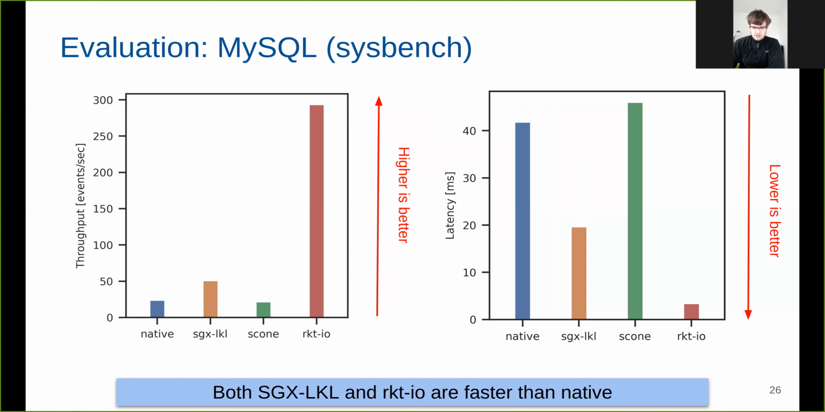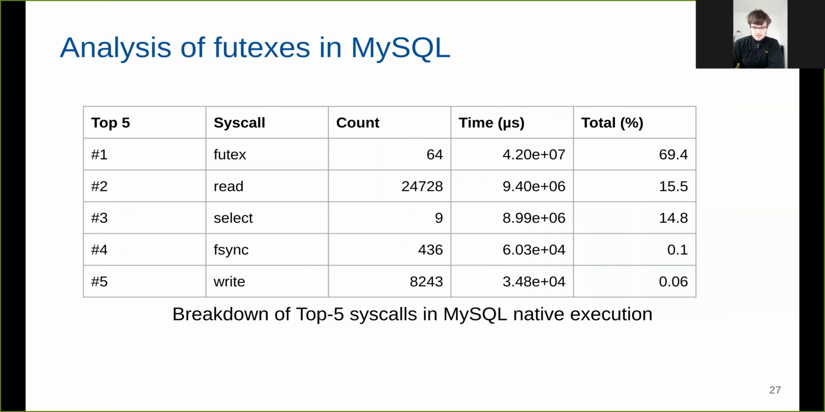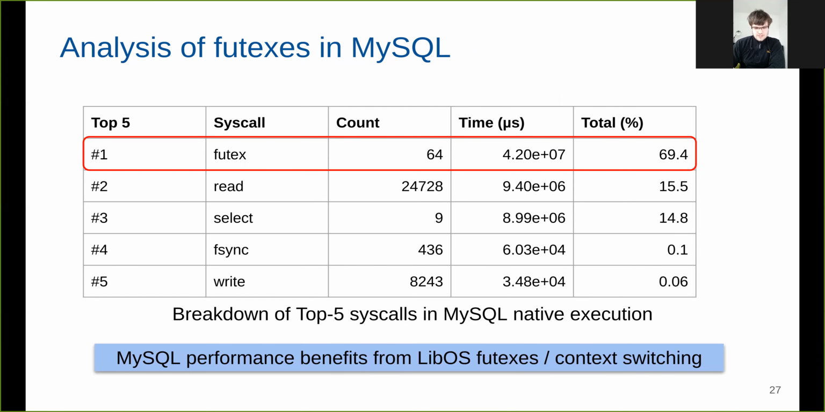We looked a bit into the reason why this is the case. We looked at what system calls MySQL performs in a native execution. We saw that the futex system call is used a lot to lock different tables when performing queries in MySQL. In our implementation, futexes are implemented within the library OS, so context switches are cheaper this way, and this benefits our application in this case. So with this last result in mind, I want to conclude my talk.